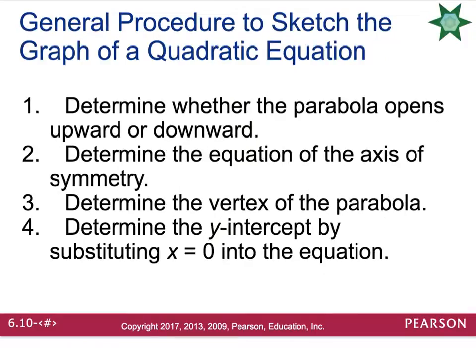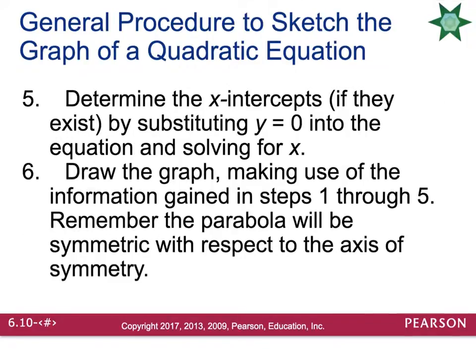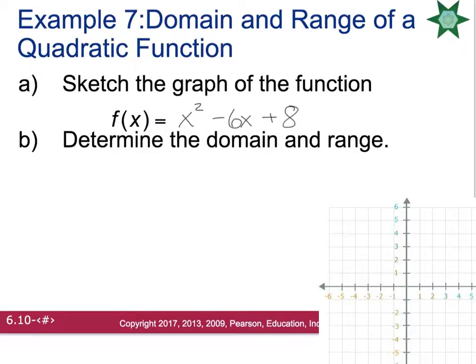So when you are asked to graph a quadratic equation, first thing I recommend that you do is decide if it's going to open up or down, find your axis of symmetry, find your vertex, find your y-intercept. You do that by substituting x equals 0 into the equation. Find your x-intercepts, if they have them, sometimes it doesn't have them. Do that by substituting y equals 0 into the equation, and then draw the graph using all of the things that you've found previously. So let's look at an example.